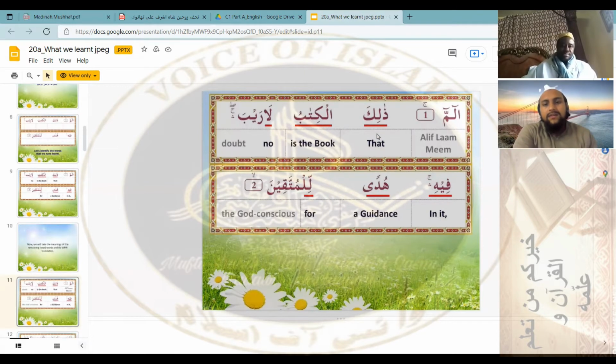Alif Lam Mim Dhalikal Kitabu La Rayba Fih Hudan Lil Muttaqin. Alif Lam Mim is Alif Lam Mim. That is the book, no doubt. Fi, in it, a guidance for the God conscious.